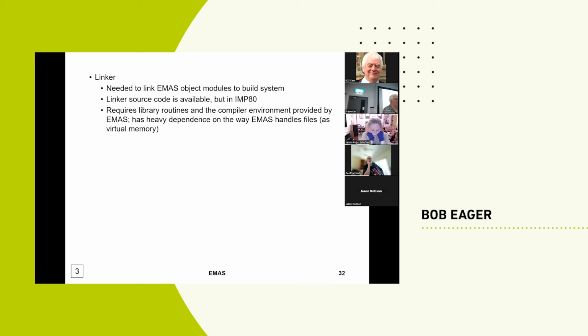We need a linker. Unix people will know about the LD program, which is what the linker is. You build object modules from different bits of source code, and you have to squash them together and connect them. And the linker for EMAS is there, but it's written in IMP. So a bit of a problem there as well. It requires library routines, quite a lot of them, and the compiler environment for EMAS. And it also has heavy dependence on the way it uses files. It has all these files connected in virtual memory and does clever things with them. You could get around that by just reading them all into memory. These days we've got so much memory. I've written a linker. It's only 1,000 lines of C. That didn't take 3 days. It took a lot longer because it's quite complicated.